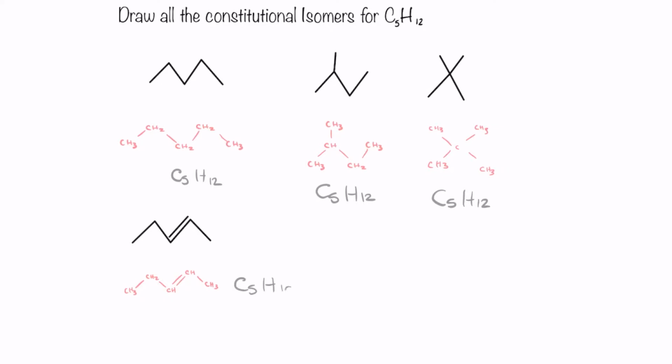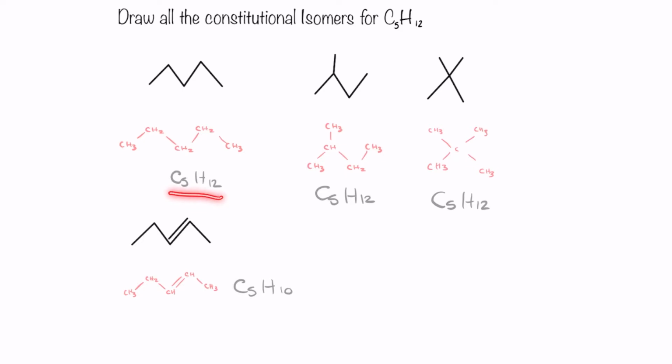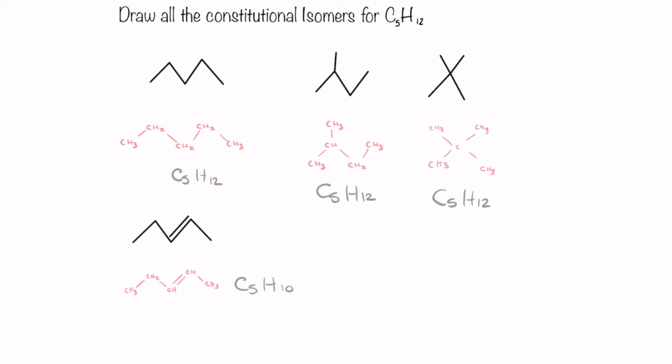C5H10. Why is this C5H12 and this C5H10? Where did those 2 hydrogens go? We can recognize that in forming this second bond, these 2 carbons had to lose a hydrogen. Where they were once CH2CH2, now they're CHCH. So we call this a unit of unsaturation.